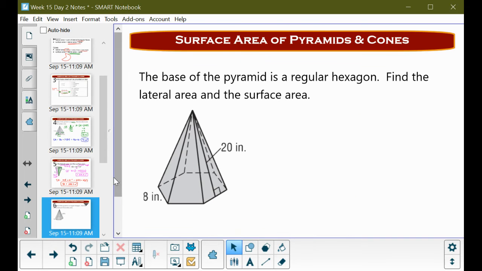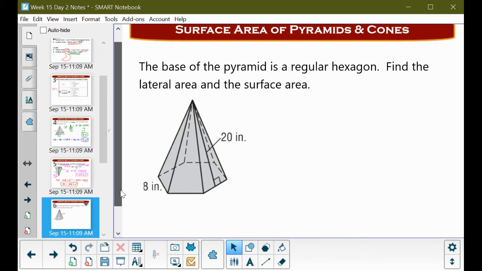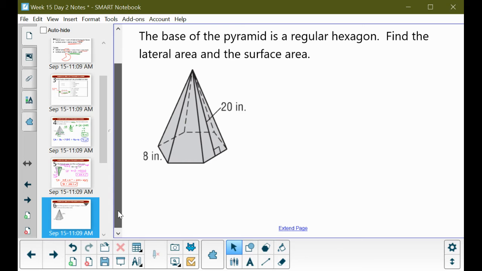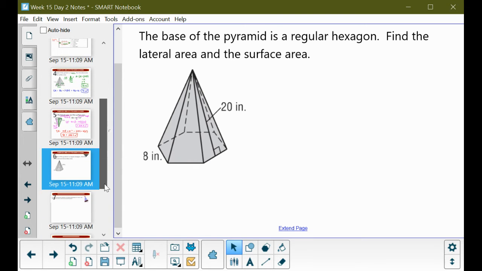Let's try our next one here. So here we're going to find the surface area of the cone, or excuse me, of the pyramid. And in this case, the base of our pyramid is a regular hexagon, so 6 sides. We want to find both the lateral area and the surface area. So let's do the lateral area first. Let me switch back to blue and go ahead and pause the video so you can draw this one yourself.